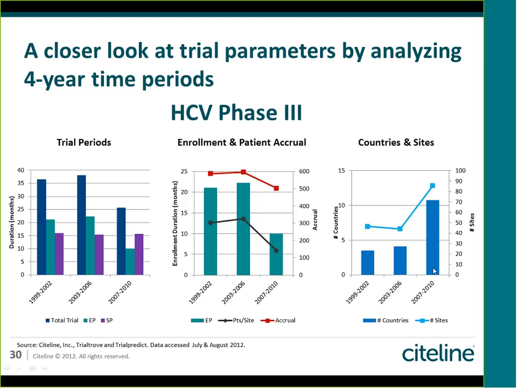Again, we're focusing on the second and third time periods. So the number of patients per site decreases, but the number of sites increases, and also the number of countries indicated by the blue bars increases. Both of these increases are in parallel with the decrease in enrollment period, perhaps strategically trying to reduce that enrollment period and perhaps also aiming to target the appropriate patient population.